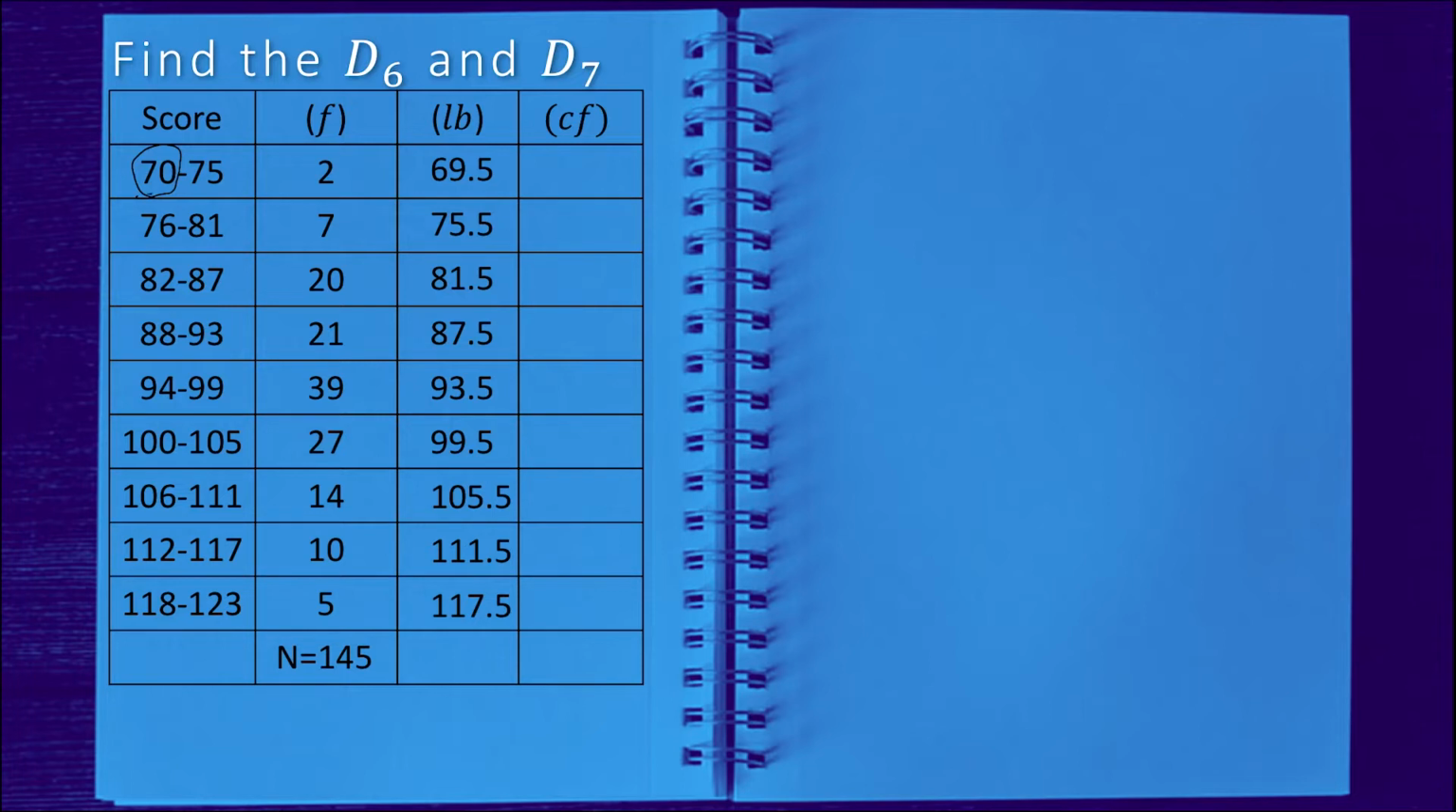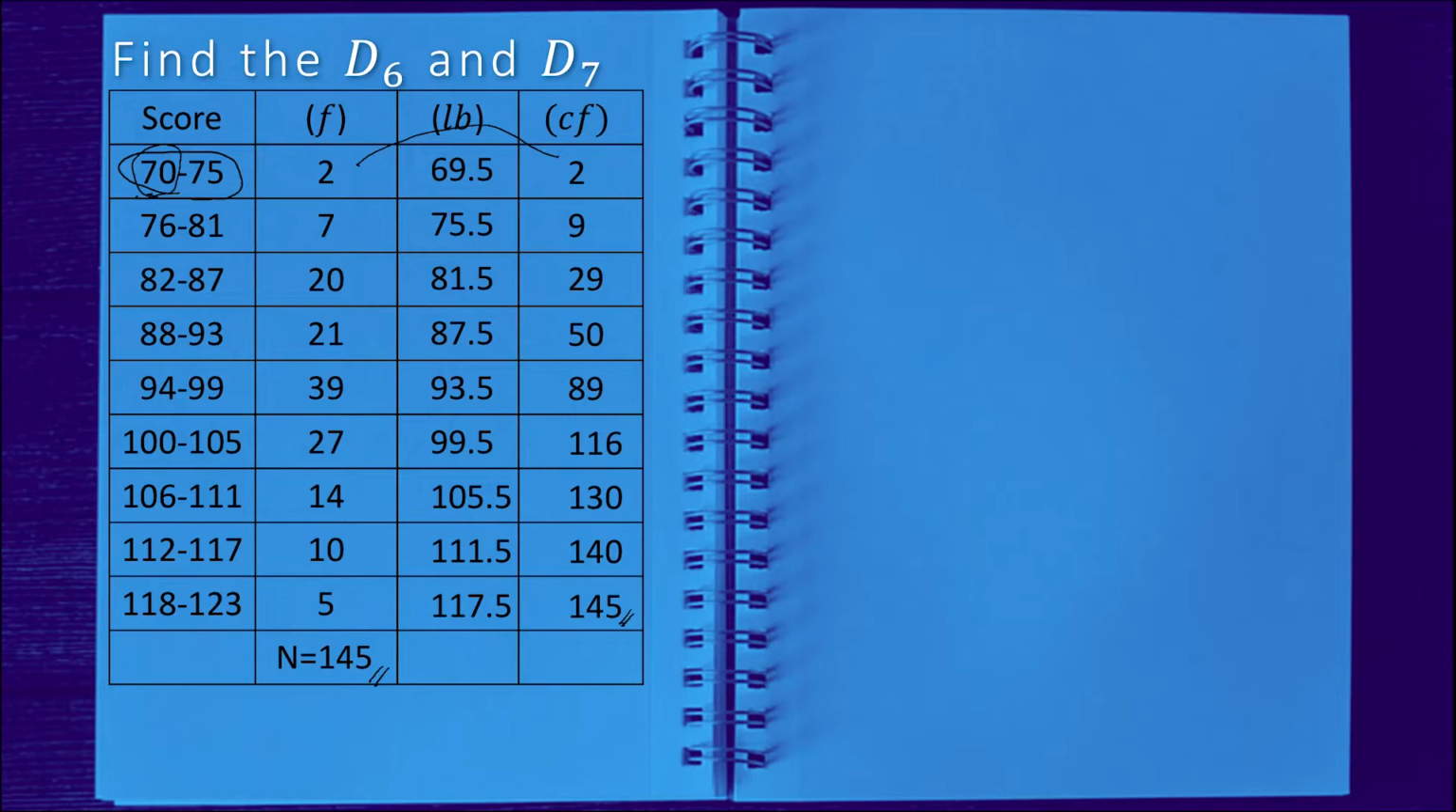Next natin is the cumulative frequency. Sisimula tayo sa pinakababang score or the class interval na meron tayo. And then, frequency nun, doon tayo magsisimula. Then, add lang ng add. Katulad po nung ginawa natin kanina, 2 plus 7 is 9, 9 plus 20 is 29, 29 plus 21 is 50, 50 plus 39 is 89, 89 plus 27 is 116, 116 plus 14 is 130, 130 plus 10 is 140, 140 plus 5 is 145. Yan, katulad po dati, dapat kung ano yung nasa dulo, dapat equal siya sa ating total frequency na meron.